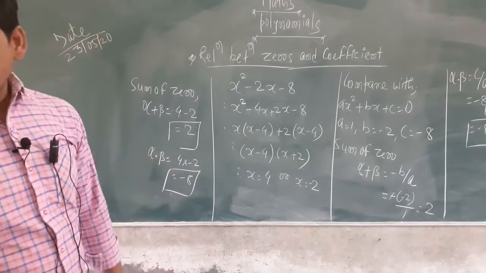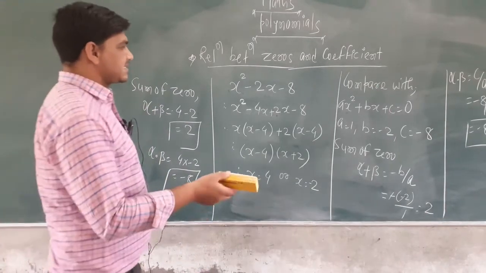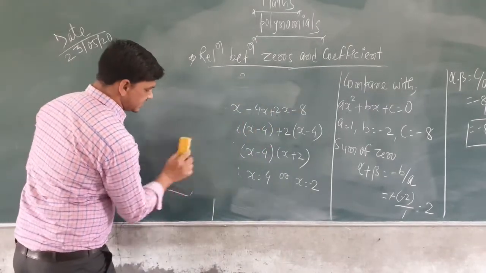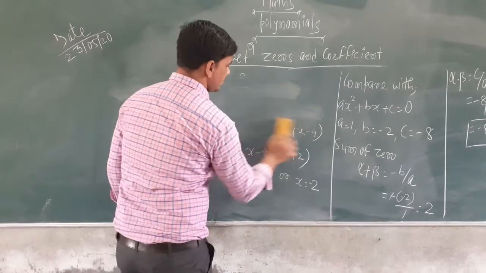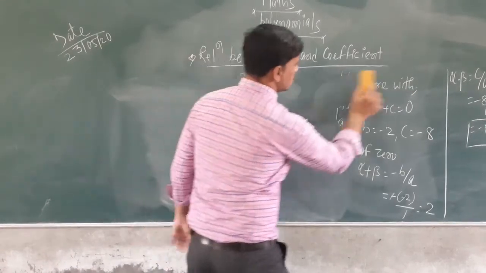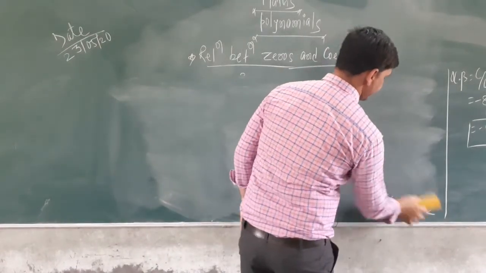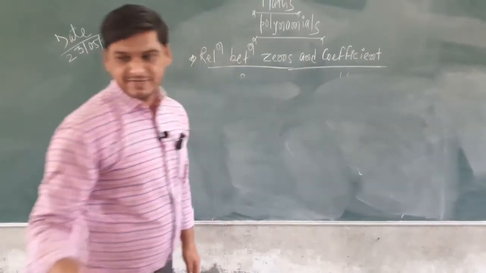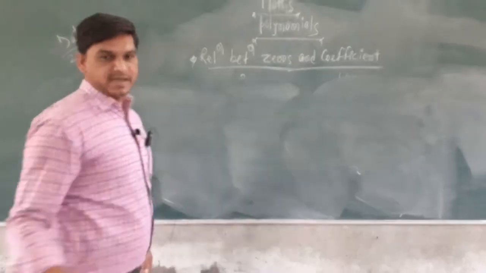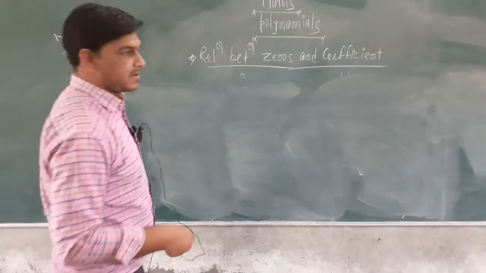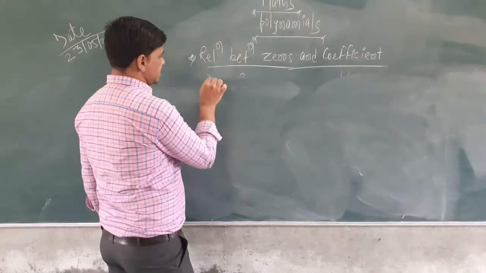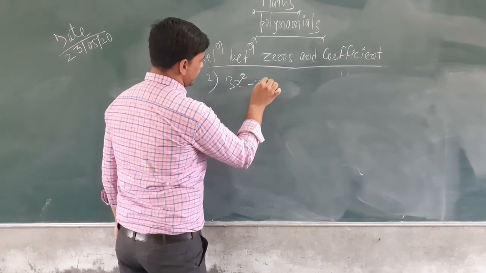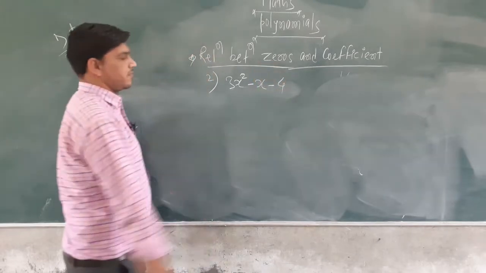ठीक है, one we check one example. एक और एग्जाम्पल लेते हैं तो आपको आइडिया आएगा. दूसरा एग्जाम्पल हम कंसिडर करते हैं, that is 3x square minus x minus 4. Another example, 3x square minus x minus 4. We'll take this example. Another question, 3x square minus x minus 4.